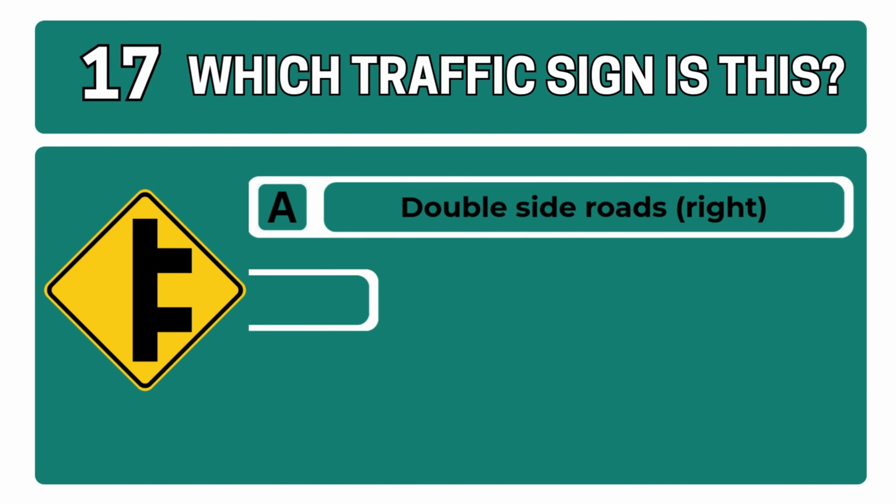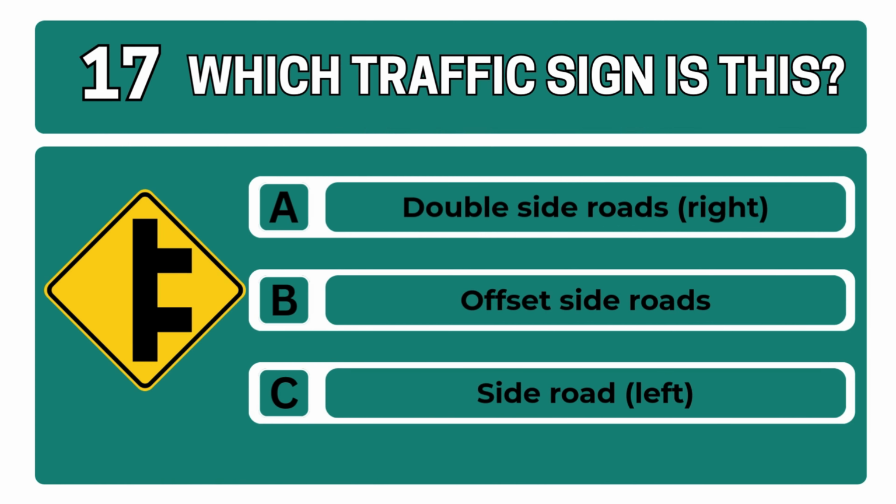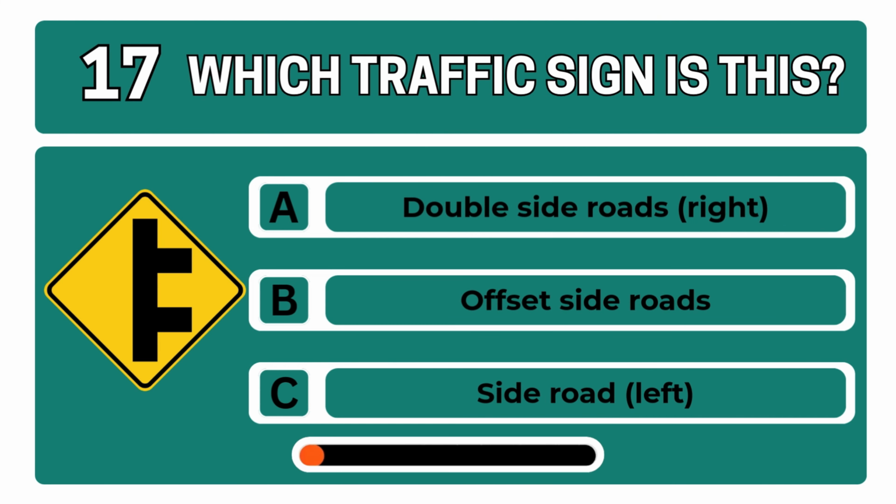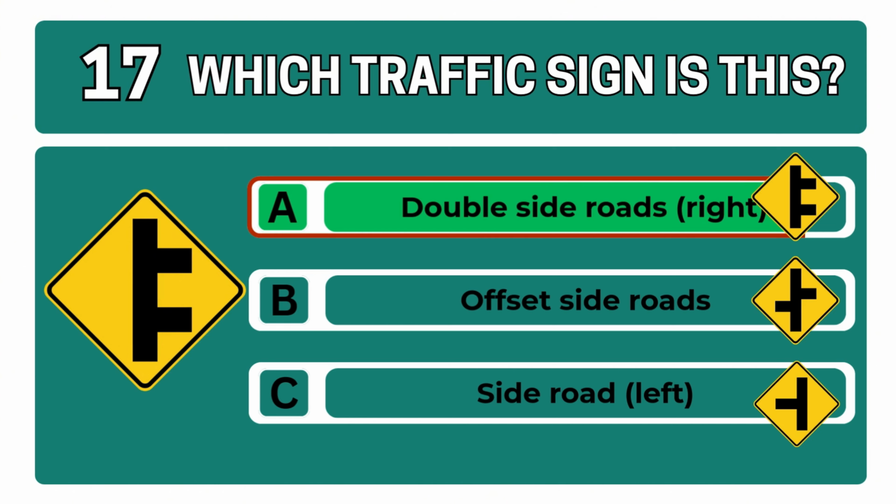Question 17. Which traffic sign is this? A. Double side roads, right. B. Offset side roads. C. Side road, left. The answer is A. Double side roads, right.